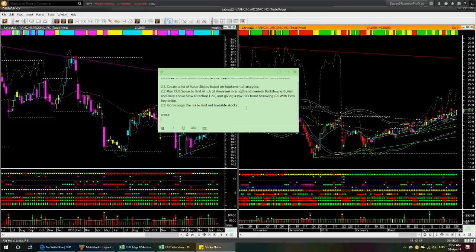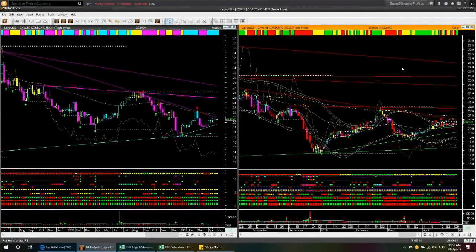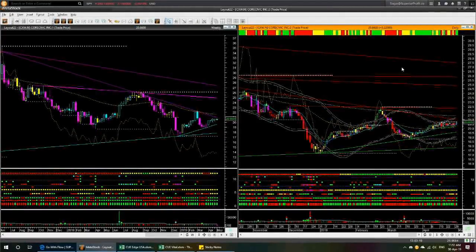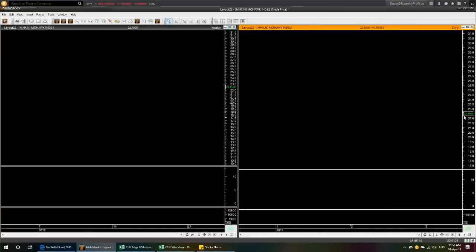ARNC.N. This one is inside a triangle pattern. I'm going to skip that. Harsco, HSC, also has memory resistance. I'm not going to take a long position.